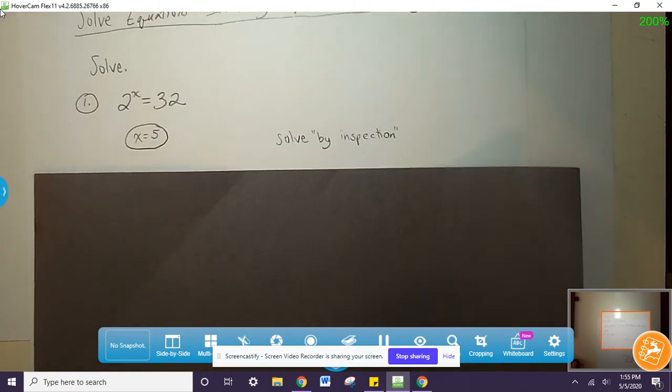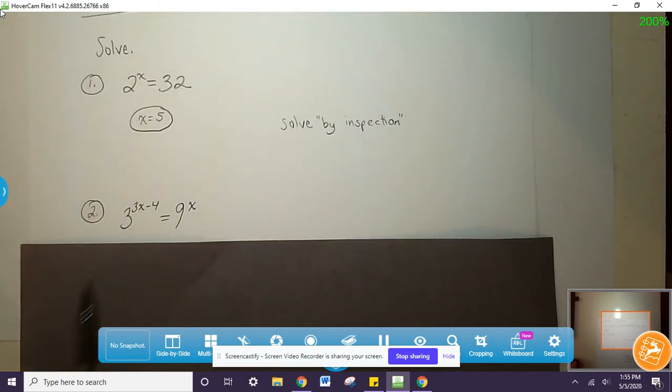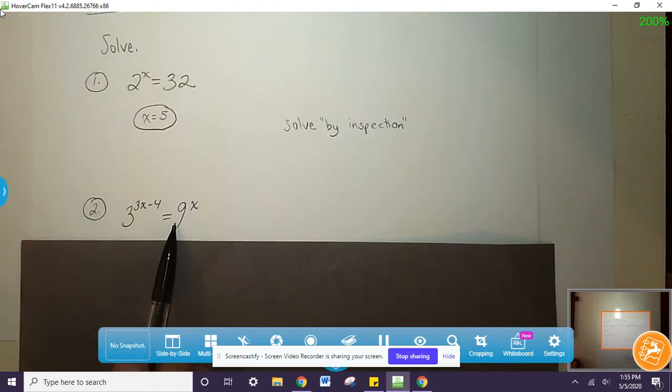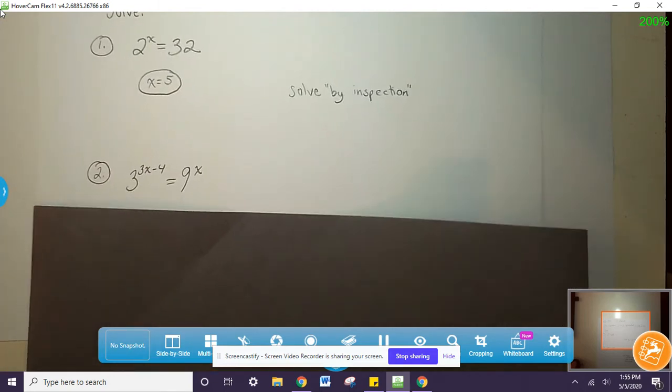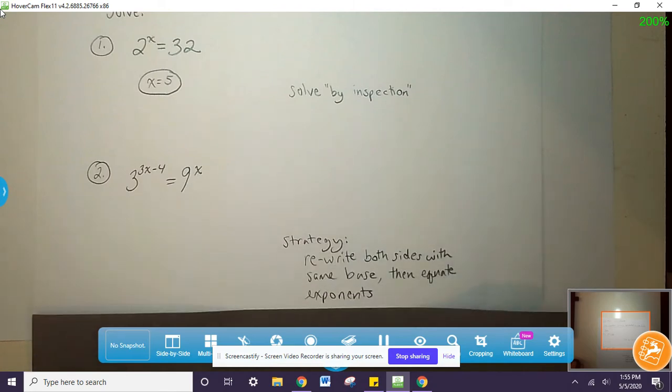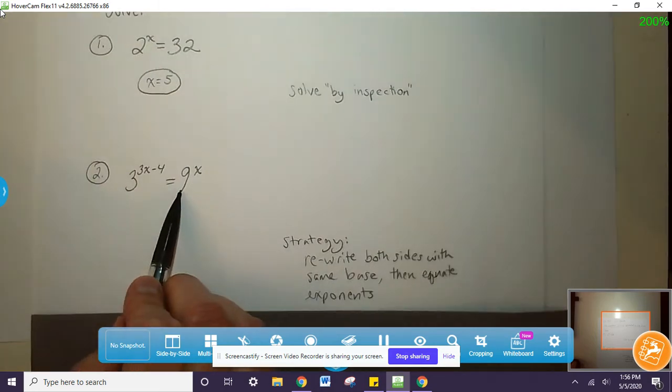Okay, number 2 is next. Number 2 is more complicated. Number 2 involves exponential functions again, because we have a base with an x up there in the exponent. And there's a strategy that we can employ here. That strategy is to rewrite both sides using the same base and then equate the exponents. And that's going to work here because I have 3 as my base, and 9 can be written with a base of 3. It can be written as 3 squared.